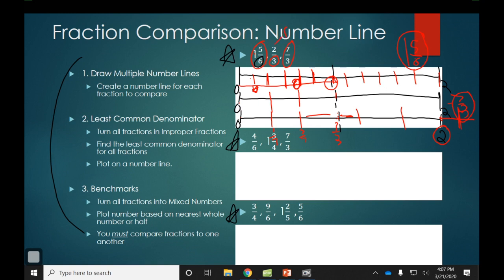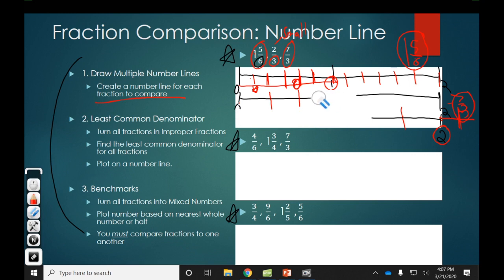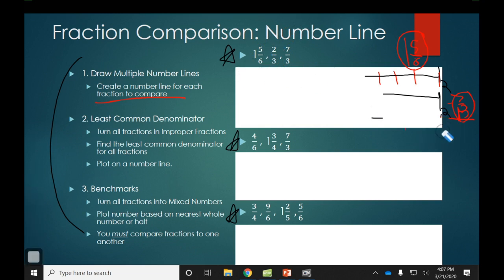This is the smallest. So once again, all we're doing is quickly going through that to show you that you can create a number line for each one of them, and that will help you compare the fractions. The big thing is remembering that your denominator is how many pieces that gets broken up into.